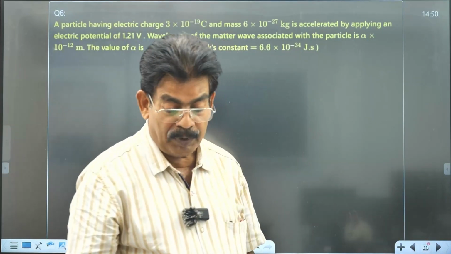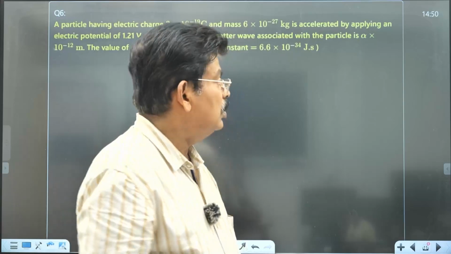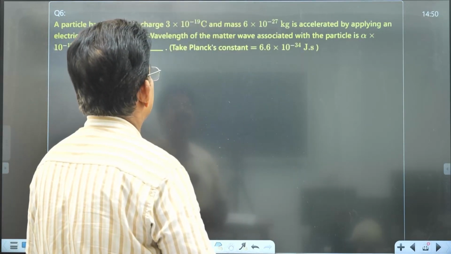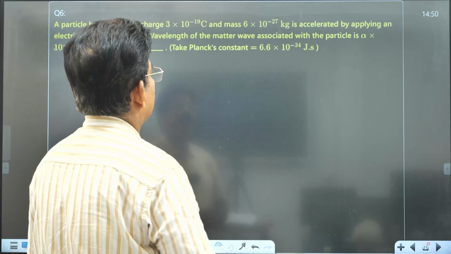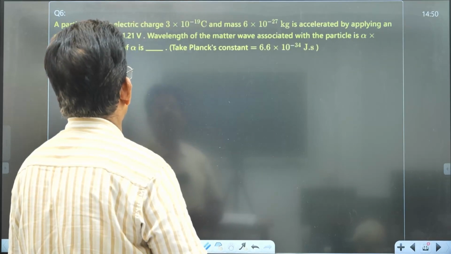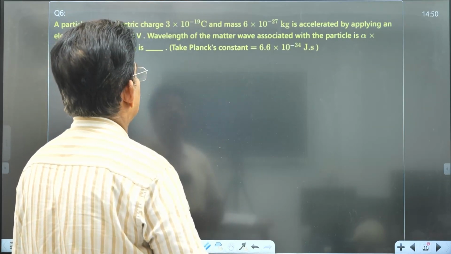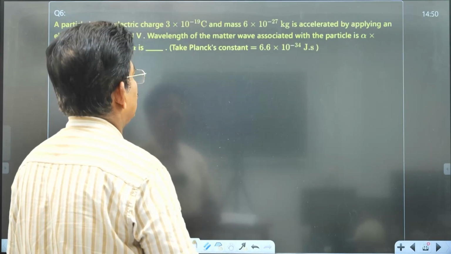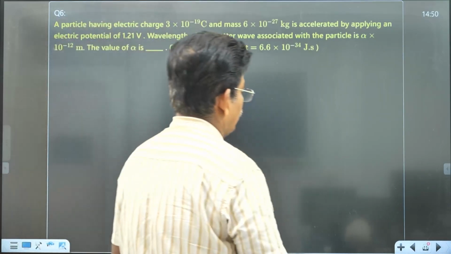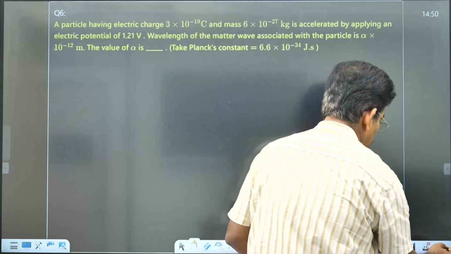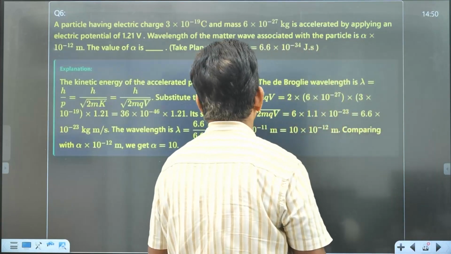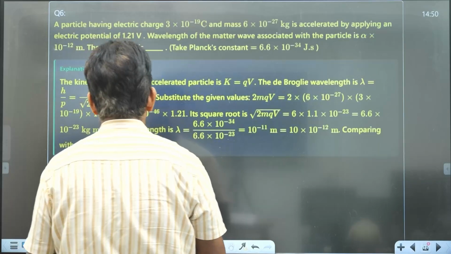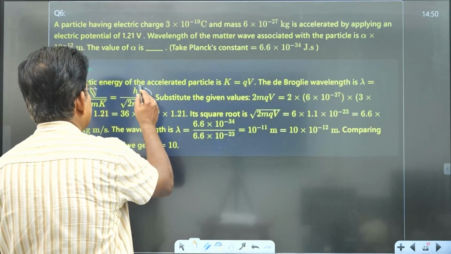Answer is coming to be 4. Sixth question. A particle having charge 3 into 10 to the power of minus coulomb, mass 6 into, is accelerated through a potential difference of 1.21. The wavelength of the matter waves associated with the particle is alpha into 10 to the power of minus 12. Again, a direct question. We want the De-Broglie wavelength in terms of accelerating potential.